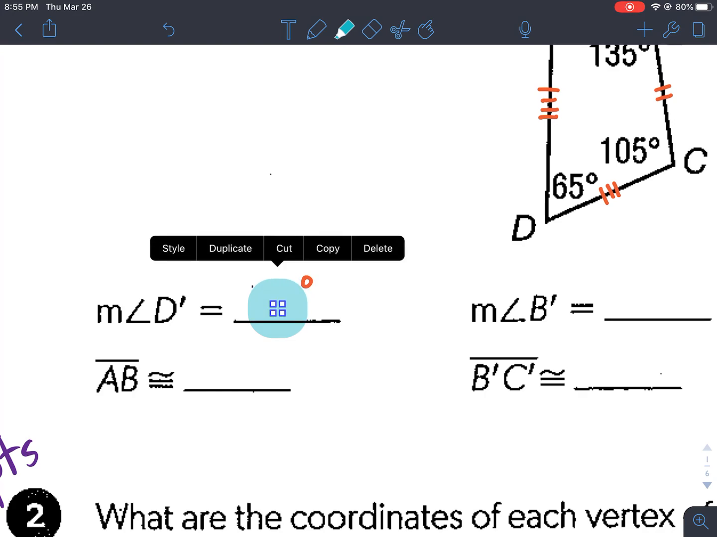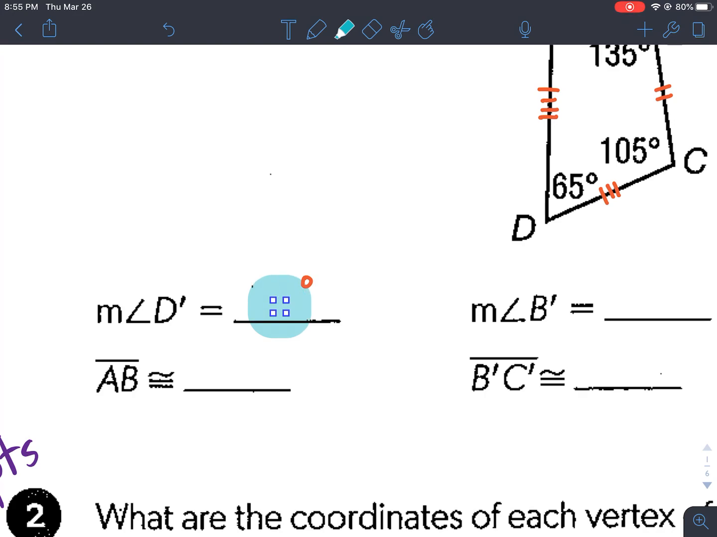Well, I can't get it to move. Try that one more time.